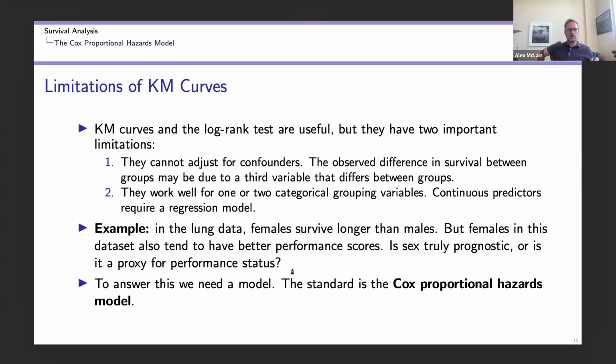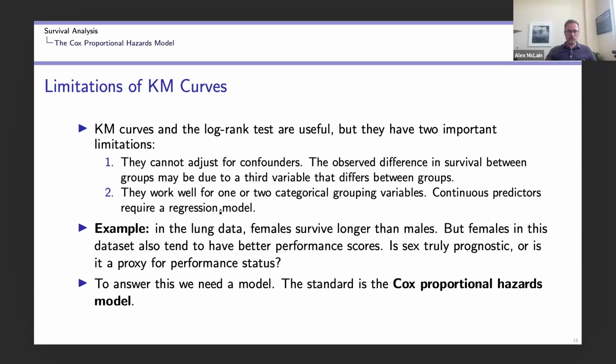What are some of the limitations of them? They cannot adjust for confounders. So the observed differences in the survival between the groups may be due to a third variable. We saw this in the smoking and coronary heart disease relationship, that when we adjusted for age, the effect of smoking got a lot stronger. So age was a confounder there because smokers tended to be younger in that population. So adjusting for confounders, very important. And it's something that we will want to do when we're doing analysis.